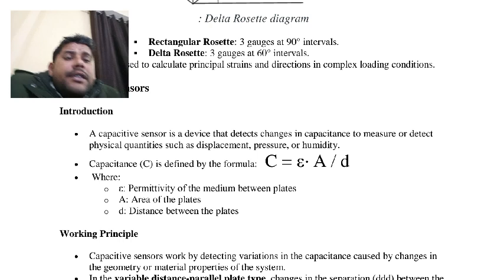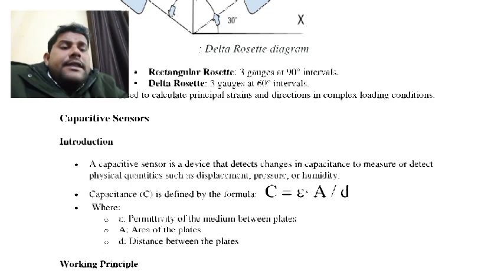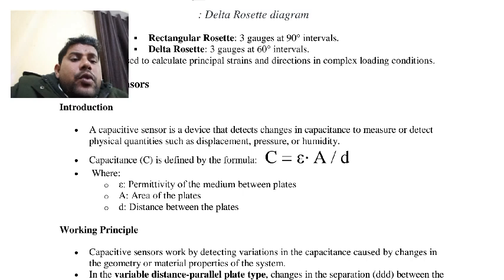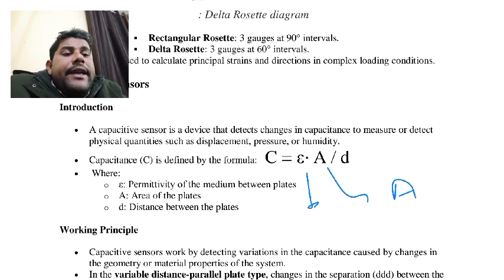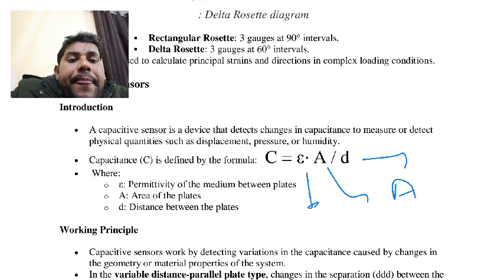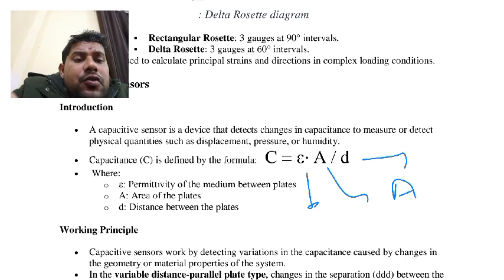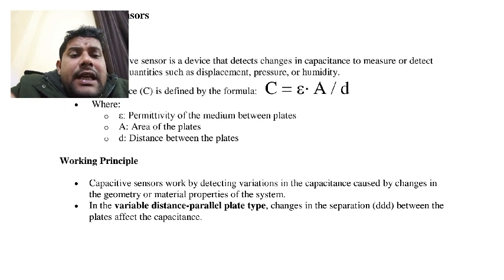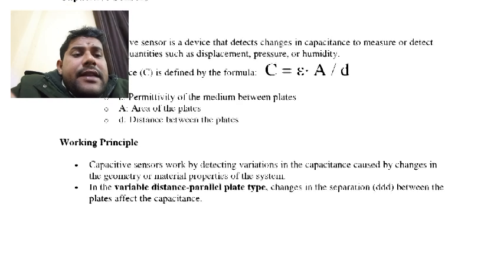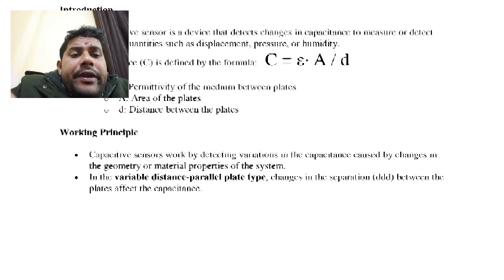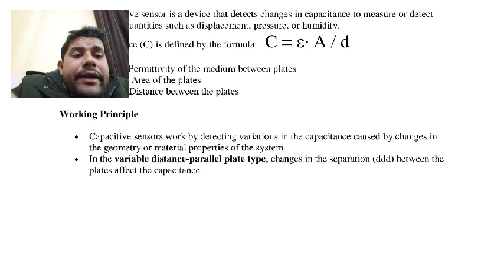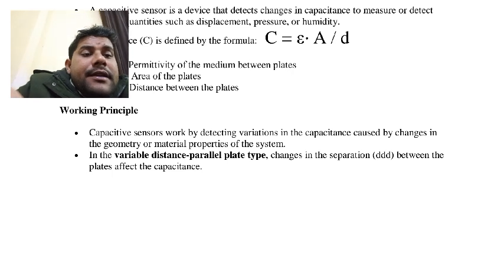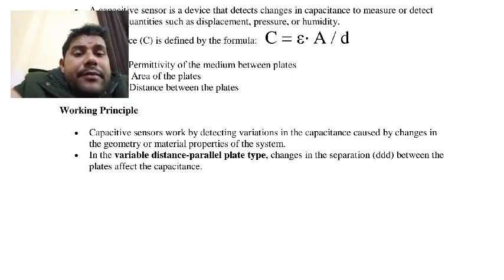The formula of capacitance we know: C equal to epsilon A by d. Here epsilon is the permittivity, A is the overlapping area, and d is the distance between the plates. The working principle: the capacitive sensor works by detecting the variation in capacitance caused by a change in geometry or material properties of the system. In the variable distance parallel plate type, the separation d between the plates changes.